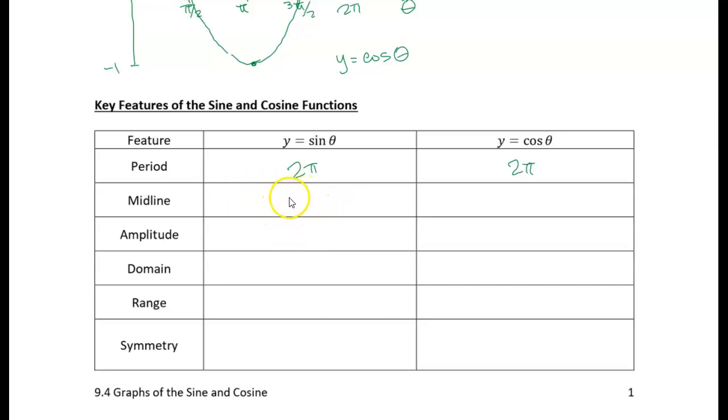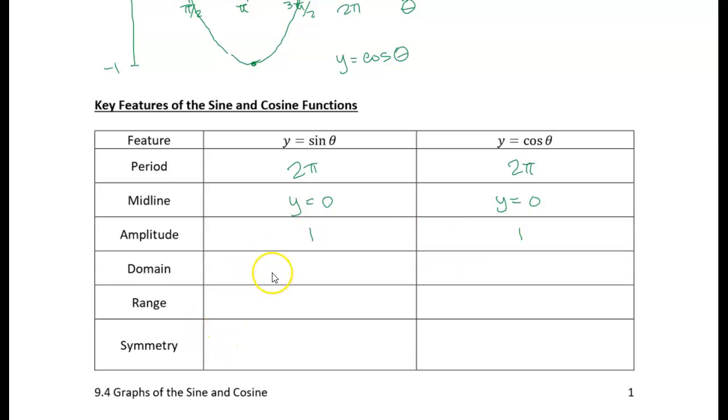Also, midline. So you notice that they were both symmetric about the x-axis, right? So the midline is just y equals 0 for both of those. Amplitude. You notice that both of those functions go from 1 to -1, when the midline is 0. So the amplitude is just 1. That's the distance from the midline to the peak.